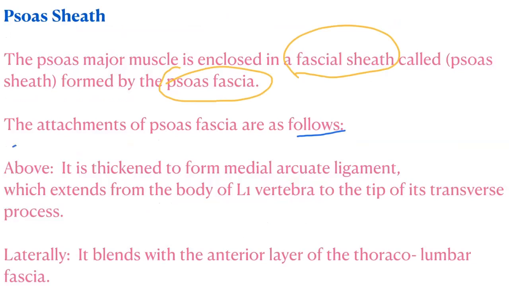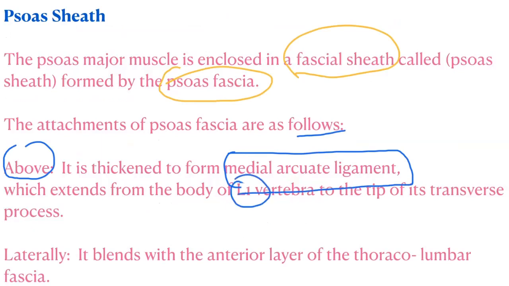Above, it is thickened to form the medial arcuate ligament, which extends from the body of the L1 vertebra to the tip of its transverse process. That is called the medial arcuate ligament, thickened fascia. Laterally, it blends with the anterior layer of the thoracolumbar fascia. Remember that.